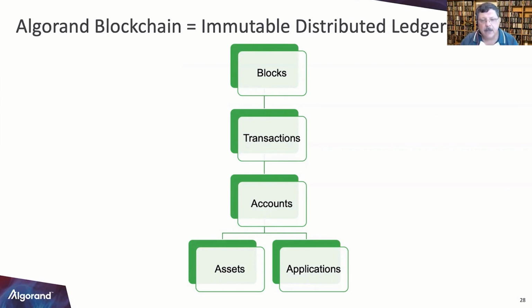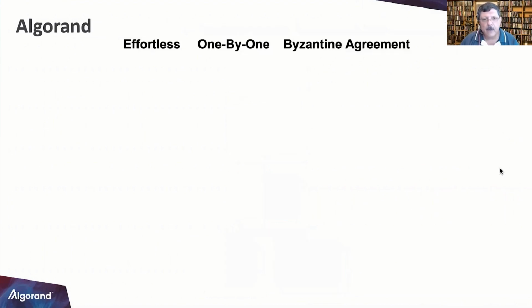And then you have accounts that are related to transactions. Each account can have one or more assets or one or more applications. Applications are smart contracts, and assets are your tokens that you can create to your own device. So very customizable, in other words. That's the lay of the land. It is really straightforward when you think about it. It's not terribly complex, just a handful of record types.